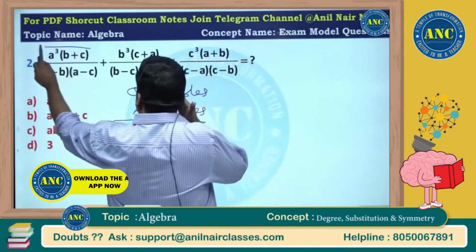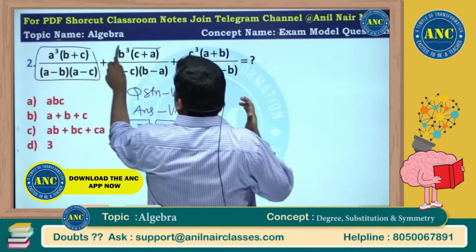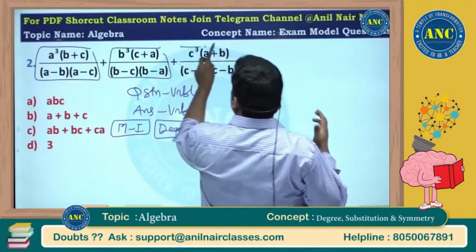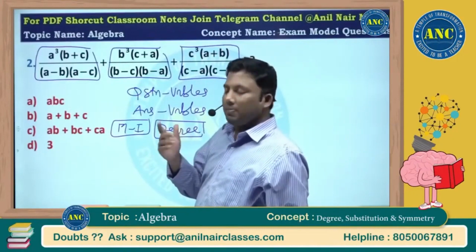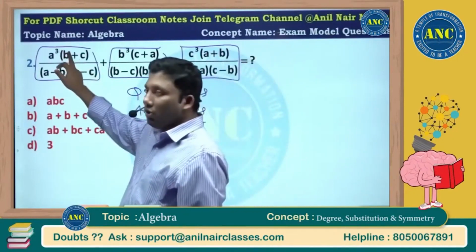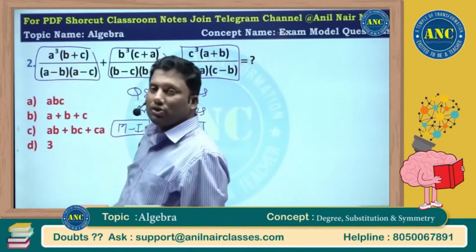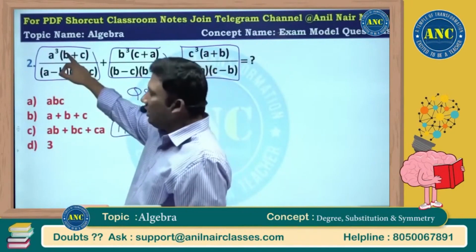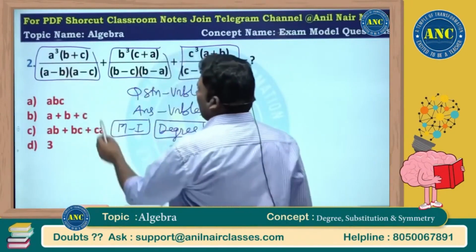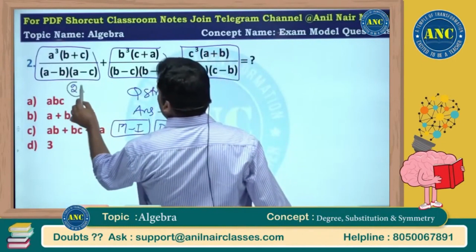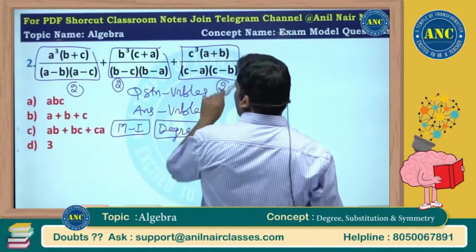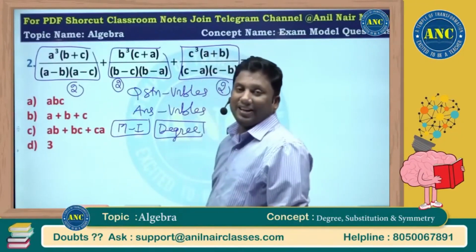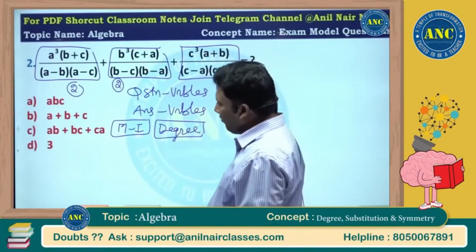There are 3 terms. This is 1 term before the operator, 1 term after the operator, 1 term after the operator. What is the degree? Highest power of a term. 3a cube b, degree 4. A into a square, degree 2. Degree 4, degree 2. So here the degree is 2, 2, 2. What will be the answer degree? Answer degree will be 2.